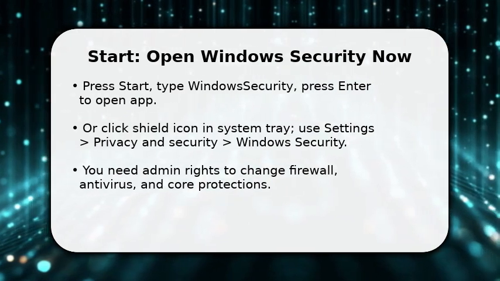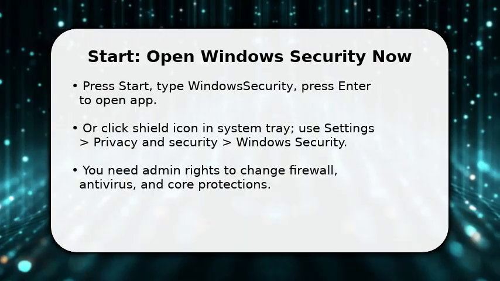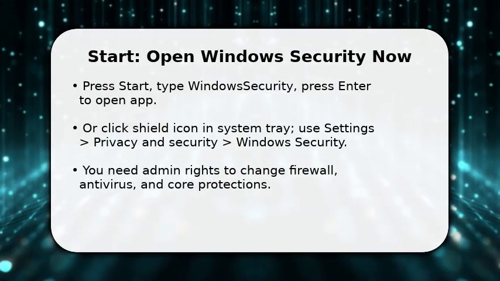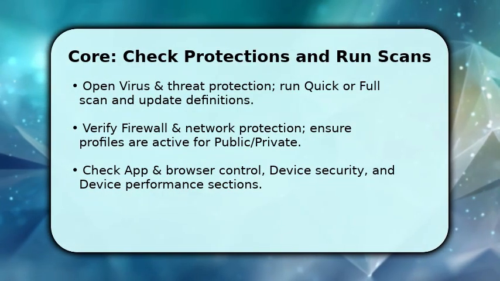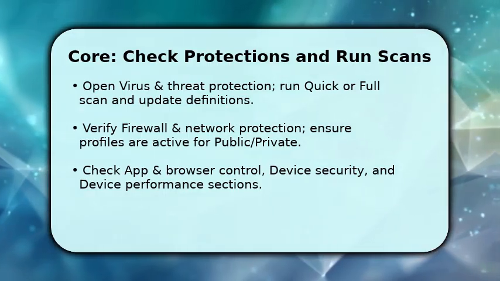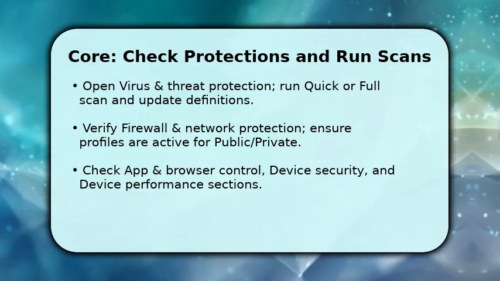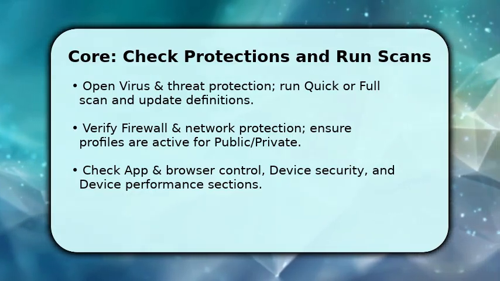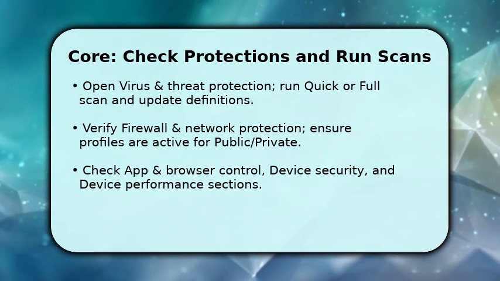You'll now inspect the core defenses. Open virus and threat protection, then update security intelligence and run a quick scan. Choose full if you suspect deep infection. Once done, go to firewall and network protection and confirm public and private profiles are enabled to block unwanted access.